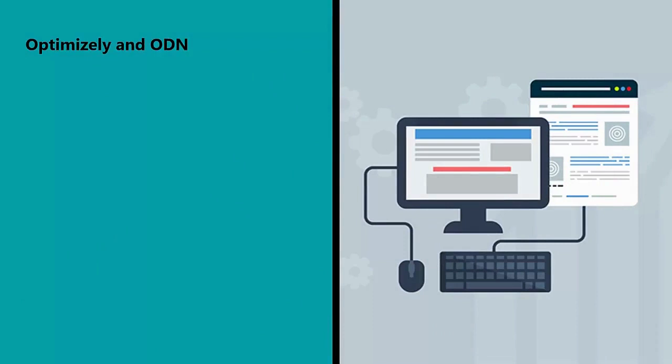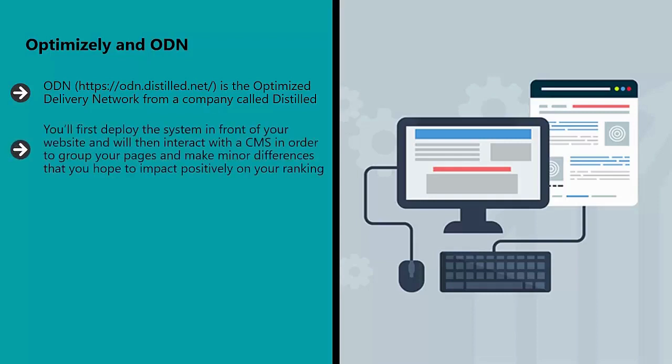Optimizely and ODN. ODN, https://odn.distilled.net, is the optimized delivery network from a company called Distilled. This is a tool that allows you to much more easily utilize split testing for your site by grouping different versions of web pages. You'll first deploy the system in front of your website and will then interact with a CMS in order to group your pages and make minor differences that you hope to impact positively on your ranking.